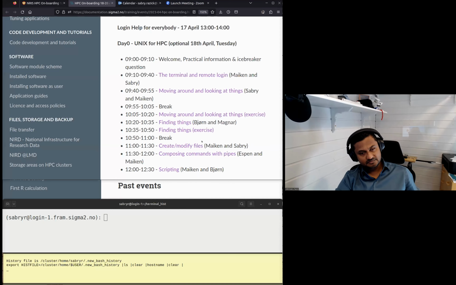We went through some Unix examples just to make sure that everybody is on the same page and has enough knowledge to understand the rest of the lessons.